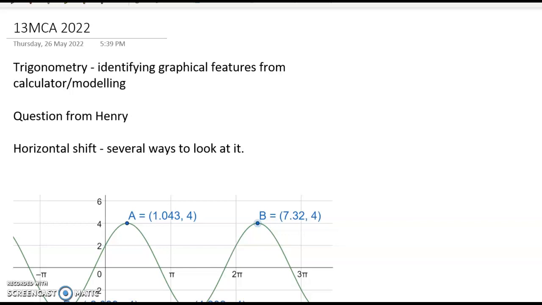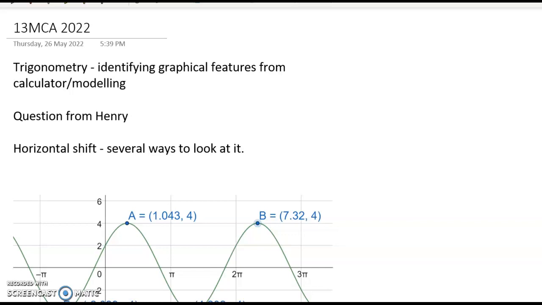Kia ora 13 MCA. This video is going to go over a question from Henry on his way out the door today, which was just asking me again about the horizontal shift. And I think, Henry, this is what you meant. If it's not what you were after, then send me an email and I'll do a different video.